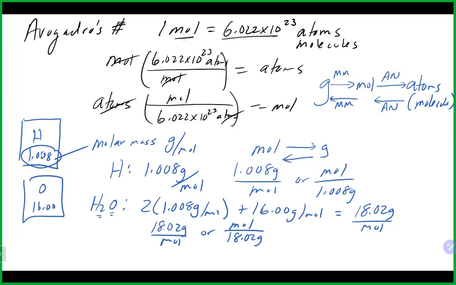1 mole of whatever it may be, say hydrogen, would have 6.022 times 10 to the 23 atoms of hydrogen, and that would have a mass of 1.008 grams. So that's basically how they are all related to each other. Any questions on any of that stuff we talked about last time?